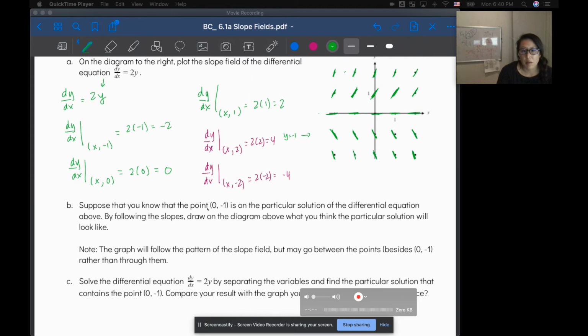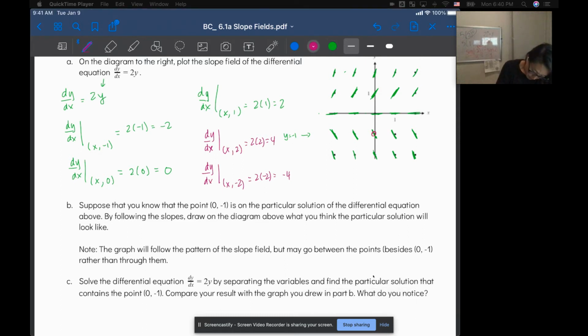Now, in part B, we're going to estimate the solution curve when it passes through the point (0, -1). So we're going to plot our point at (0, -1), and then follow the slopes of the tangent lines. This is a slope of -2, so we're going to try and keep it at a slope of -2. And then it decreases pretty quickly.